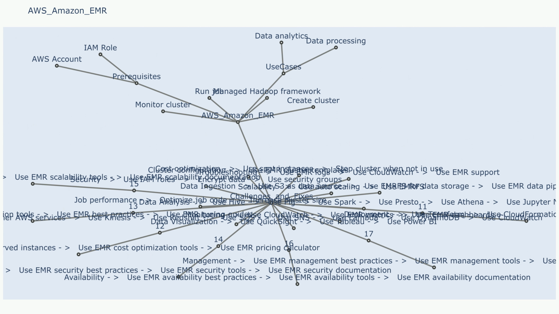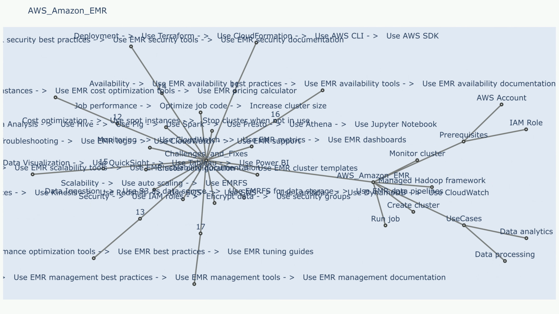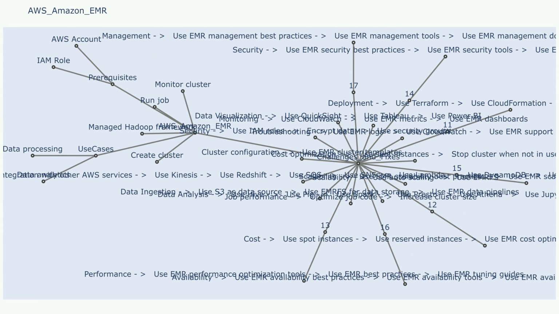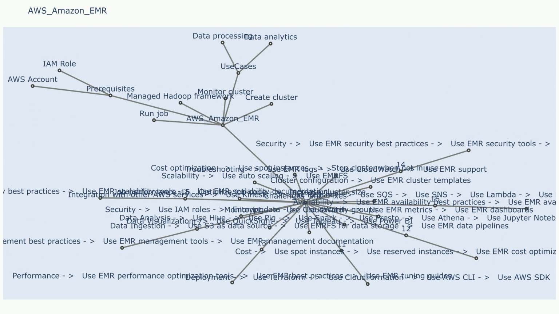Job performance. Optimize job code for efficiency in parallelism. Increase cluster size by adding more nodes. Use faster storage options like EBS or SSD. Tune Hadoop configuration parameters for better performance. Use EMRFS for faster data access and storage.